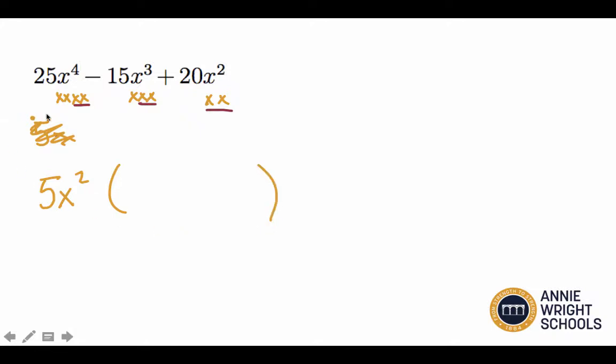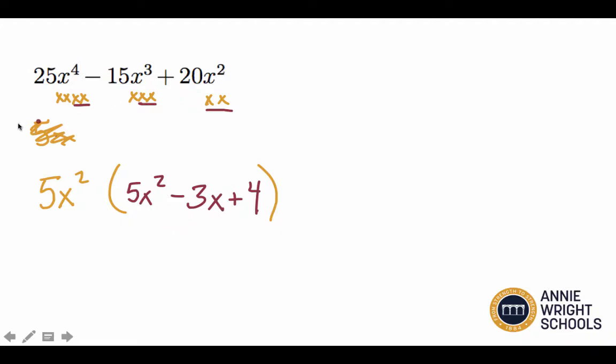Now, what goes inside the parentheses here is this number divided by 5x squared. 25 divided by 5 is 5. X to the fourth divided by x squared is x squared. Minus 15 divided by 5 is 3. X cubed divided by x squared is x. Plus 4. 20 divided by 5 is 4. X squared divided by x squared is 1. 4 times 1 is 4.